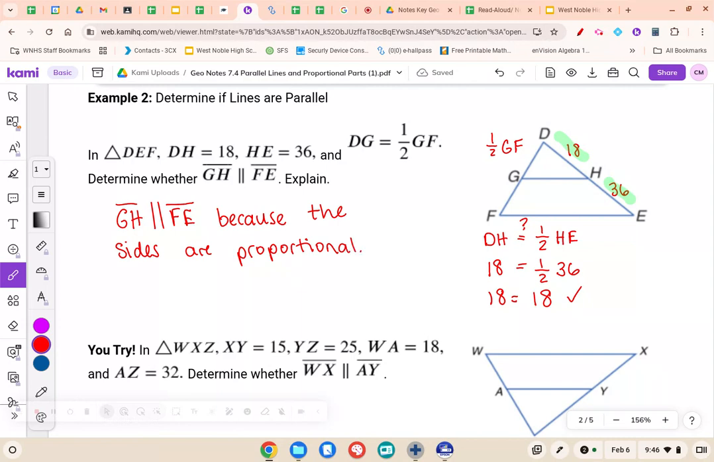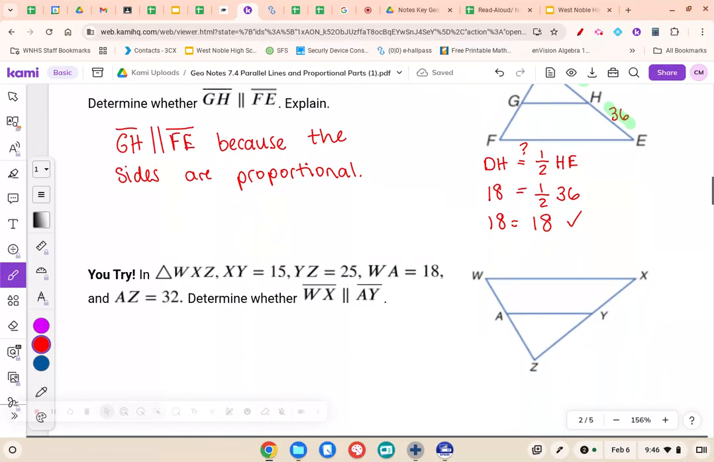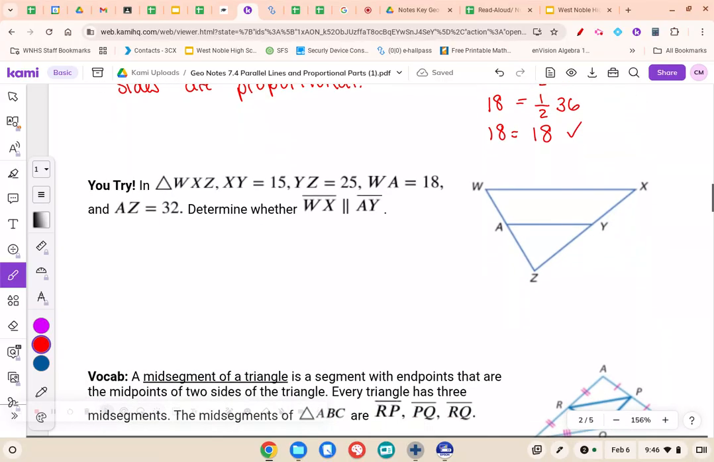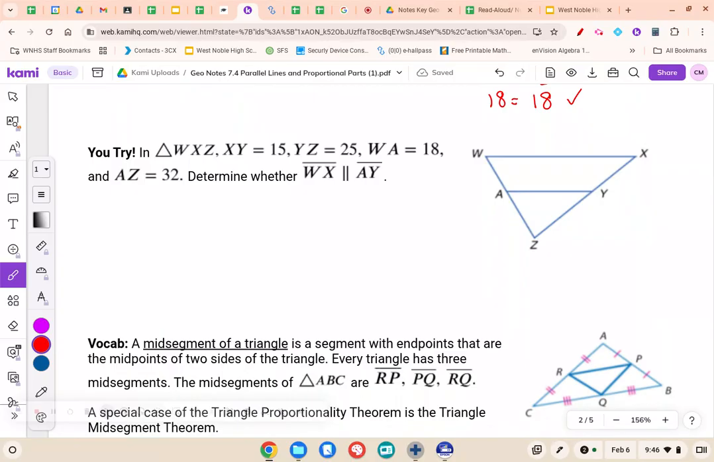In theory, guys, you could draw these triangles out as the big triangle and the small triangle. We've actually done that before, but then you would have to be looking at the full side lengths, which can be more work. Totally fine though. Go ahead and pause me and try this next one.